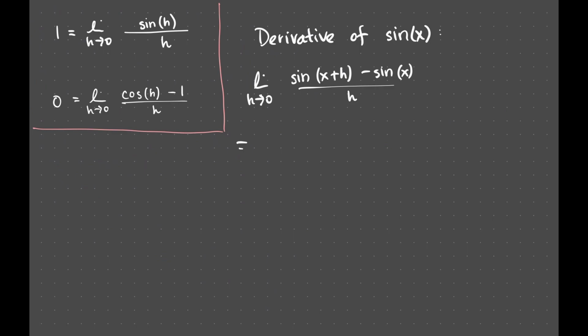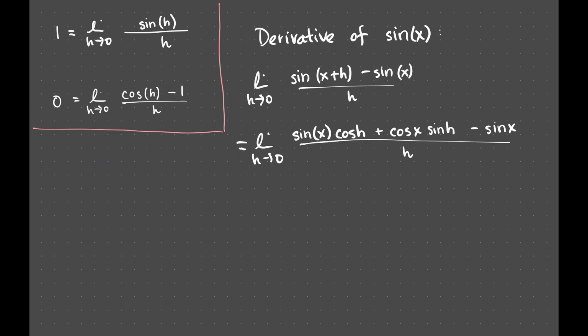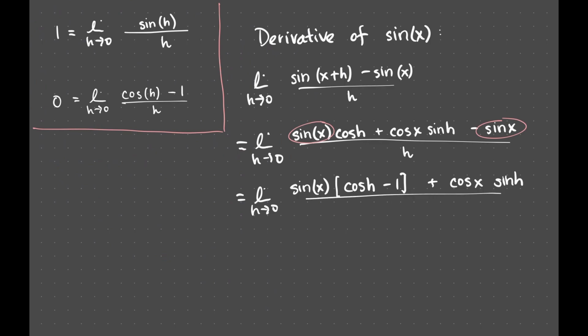Using the sine of a sum rule, we can rewrite the term sine of x plus h as sine of x times cosine h plus cosine x times sine h. Then, we see that sine of x is a factor common to two terms in the numerator, so we'll factor it out. Next, we'll write the fraction as a sum of two fractions, each of which we're taking a limit of.